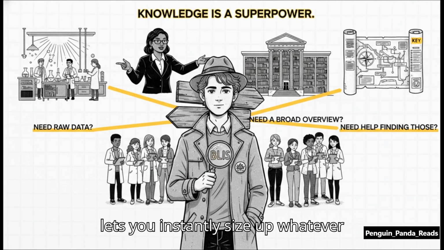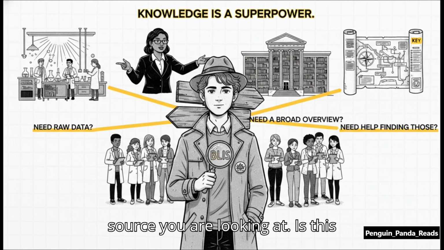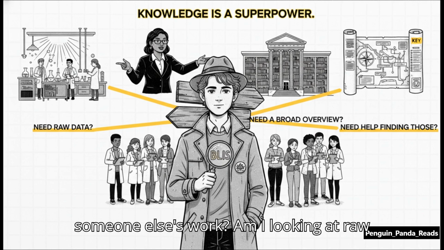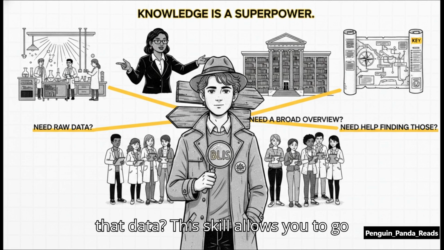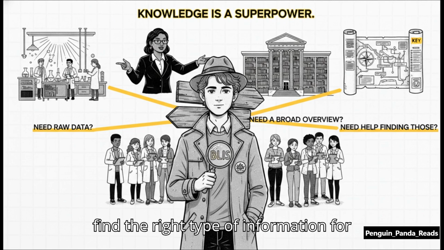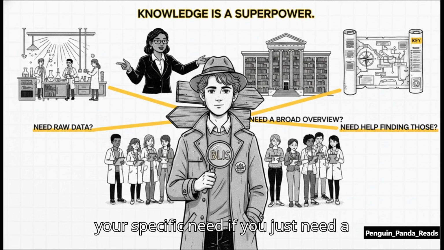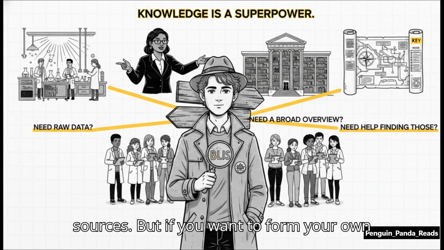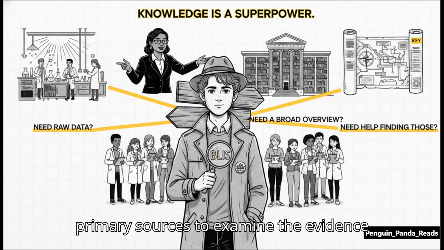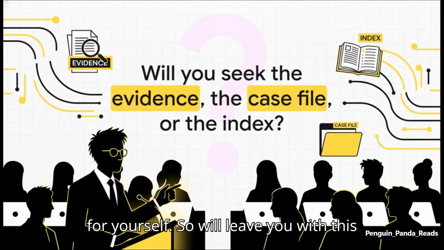It lets you instantly size up whatever source you're looking at. Is this article reporting brand new original research, or is it just summarizing someone else's work? Am I looking at raw data, or am I reading an opinion about that data? This skill allows you to go find the right type of information for your specific need. If you just need a quick overview, you hunt for secondary sources. But if you want to form your own unique conclusion, you go straight to the primary sources to examine the evidence for yourself.